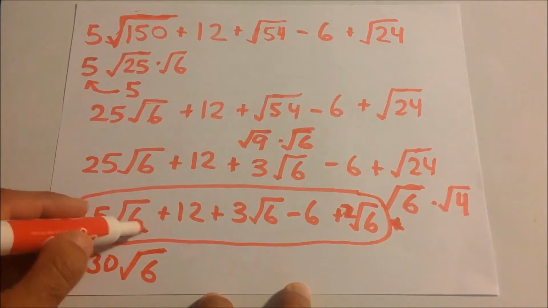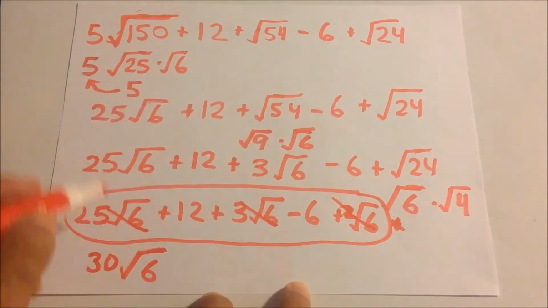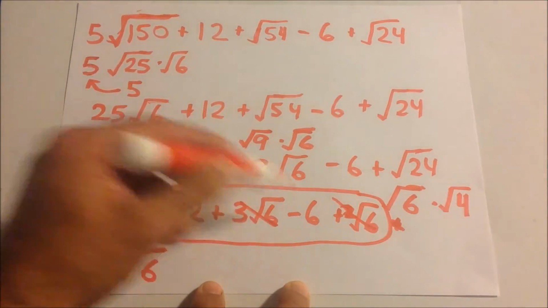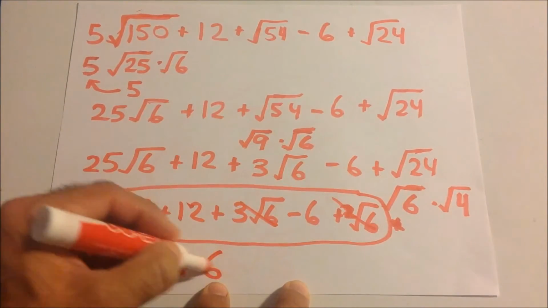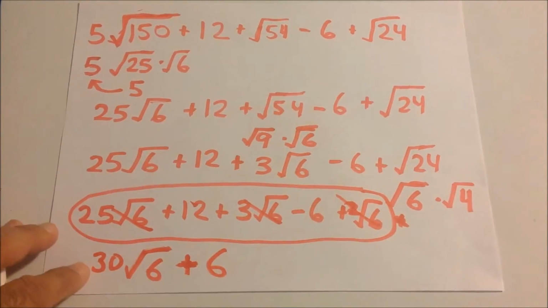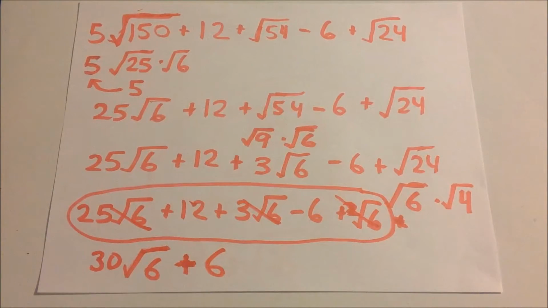So that's out, that's out, that's out. And then we have constants. What's 12 minus 6? Right? It's just 6 plus 6. So look at this. I would go over that again so you understand it. I'll give you one more.